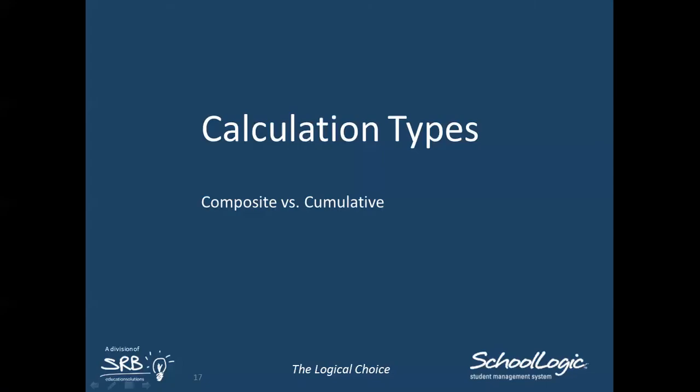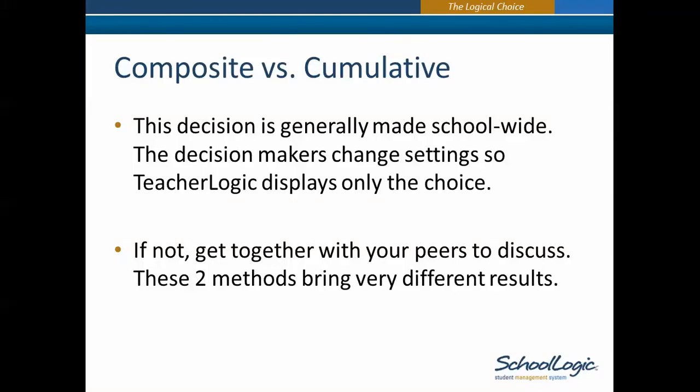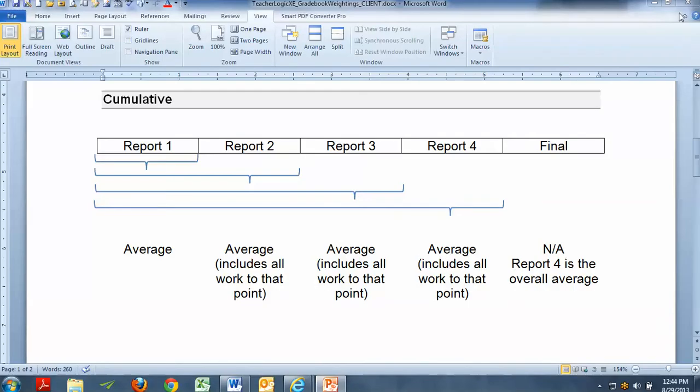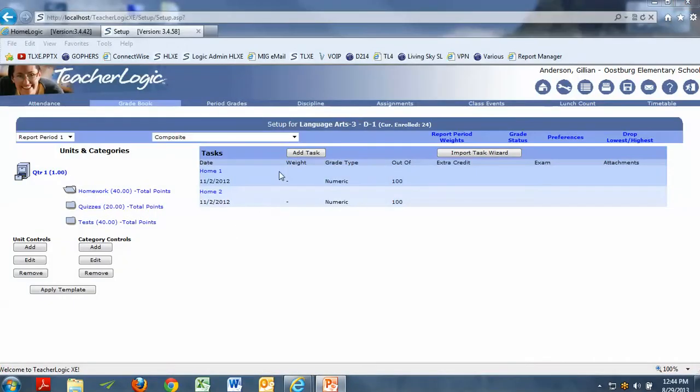Calculation types, we talked about cumulative versus composite. Now, the deal is, as I said, generally made school-wide. The decision makers actually change the settings so that TeacherLogic only displays the choice that they want you to have. And what I mean by that is, when you come in here to TeacherLogic, see how it says composite on the top of your setup screen? Now there's some variations of composite here where we're talking about ignoring some weightings, but you'll notice that cumulative is not even a choice.